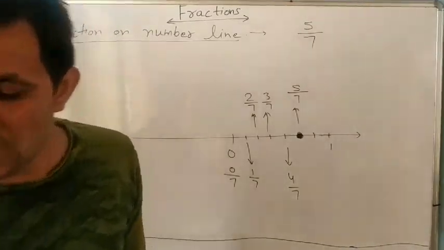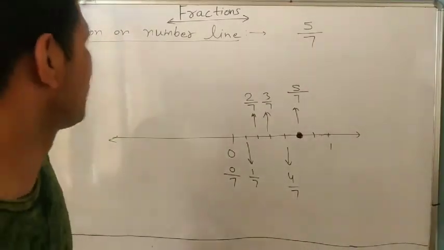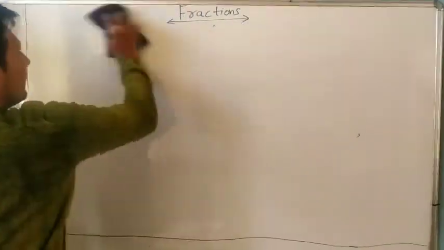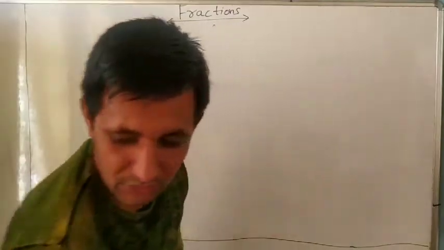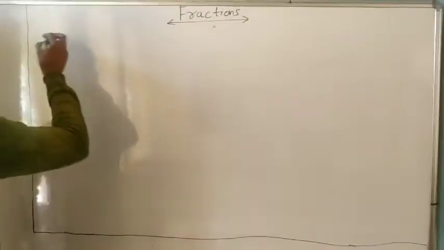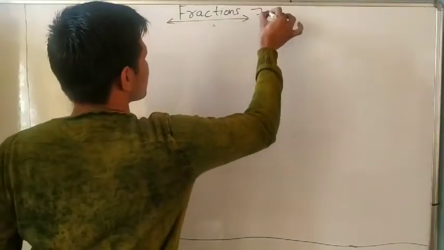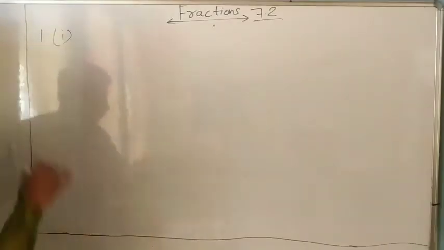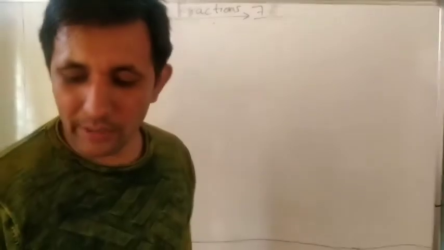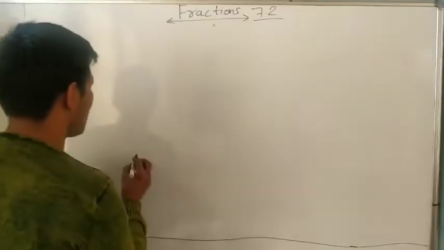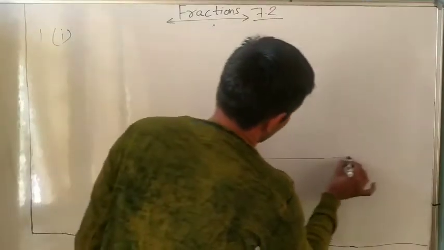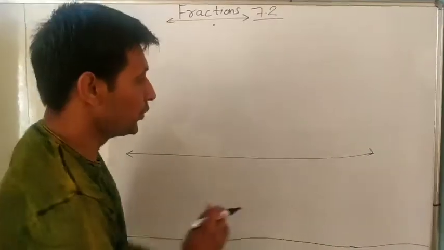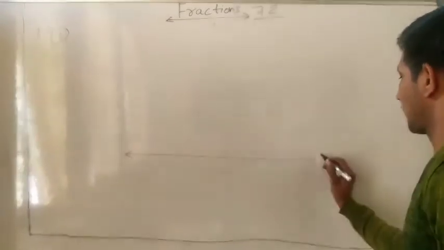Now we are going to start our first question of exercise 7.2. First question, first part. Draw the number line first. It is a number line, but you will draw it using a scale. Okay.